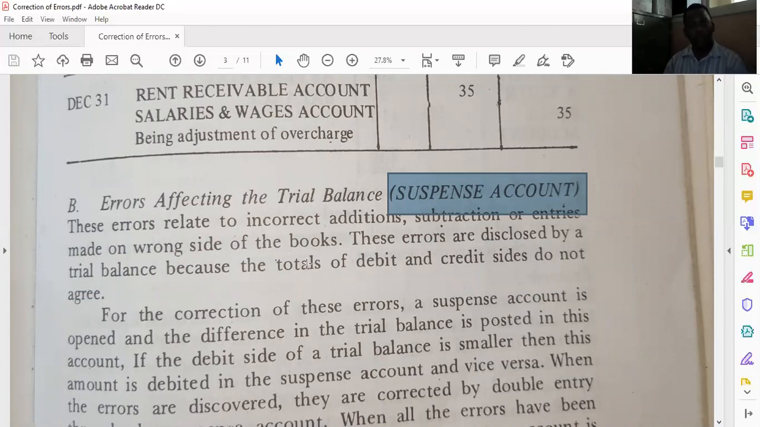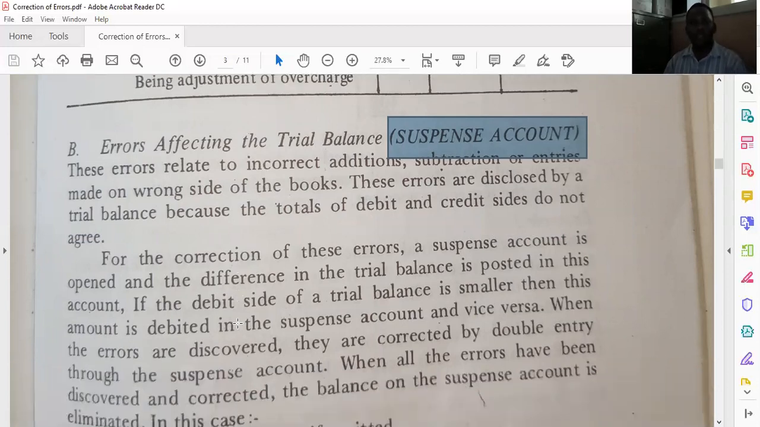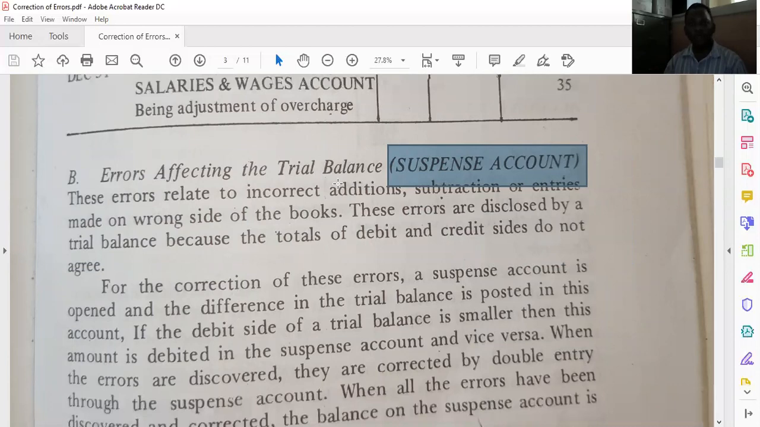Okay, apologies for that. We are at errors affecting the trial balance, which are corrected by the suspense account. These errors will affect the trial balance. The trial balance will not balance, even if it's just one error that has taken place.